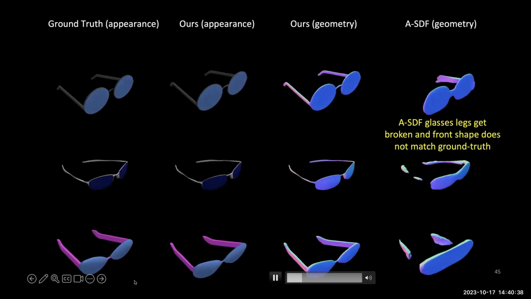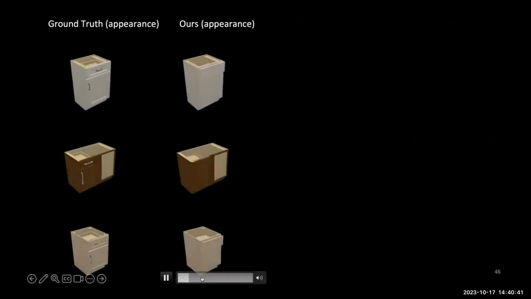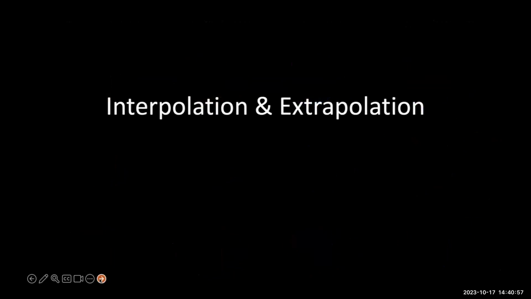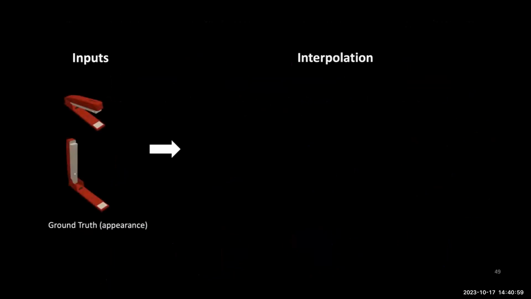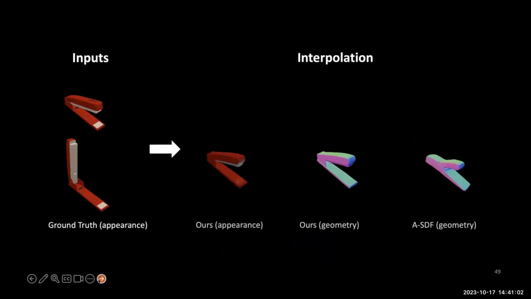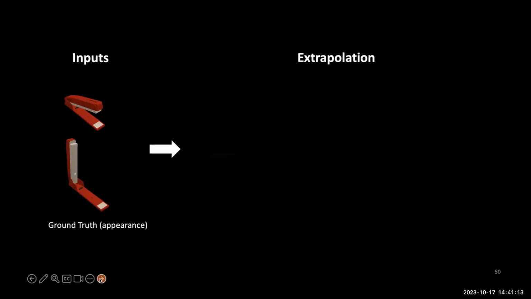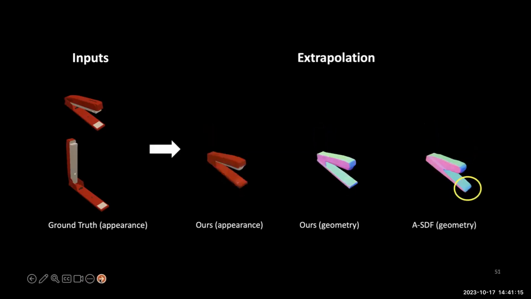And here it's supposed to be a video. We are supposed to see that throughout articulation, the base and top of the stapler from ASDF do not conform with the ground truth input. And this extrapolation is also supposed to be a video, but it's static again. But even from the static frame, we are able to notice the difference between the ASDF output and ground truth, where our shape is much closer to the ground truth shape. And the extrapolation from another side.